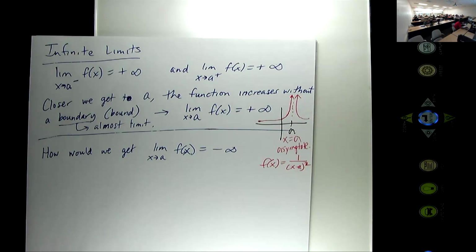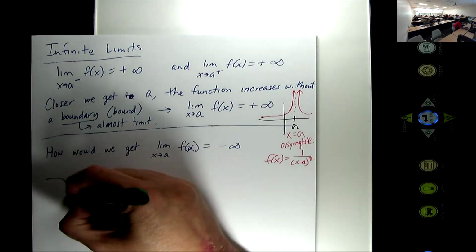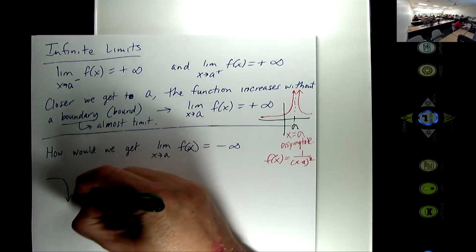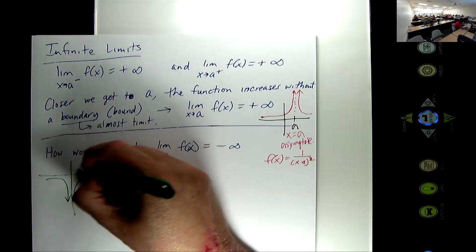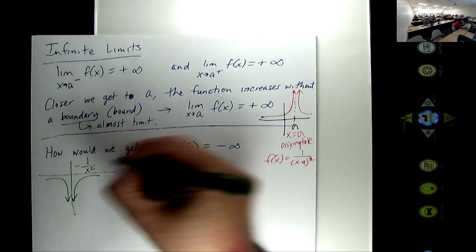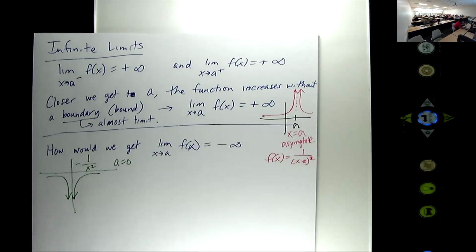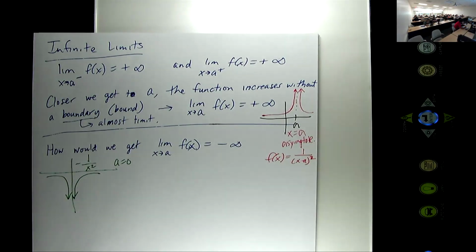Okay, so with negative infinity, that gives feet pointing downwards, right? So negative infinity's gotta be doing something like that, and it's gotta do it from both sides. So maybe if we did negative 1 over x squared, here a equals 0. It's gonna point downward on both sides, and we would get negative infinity as a limit.